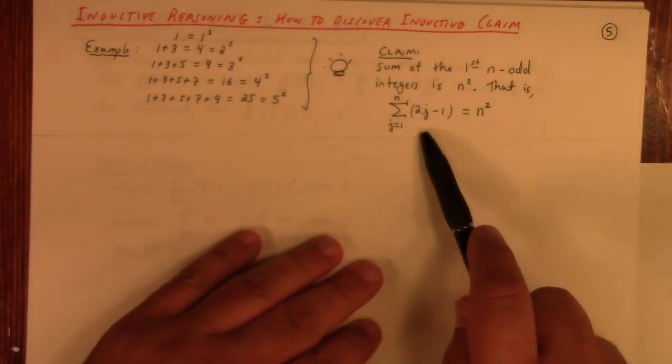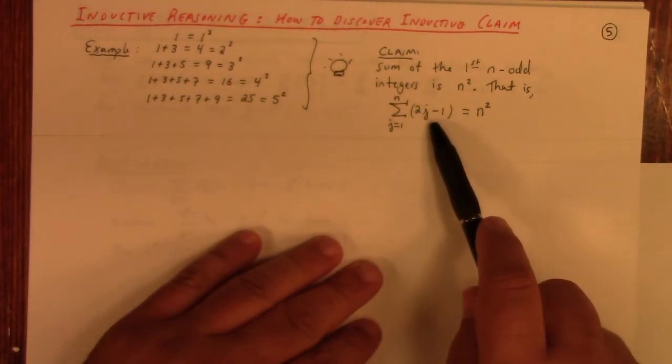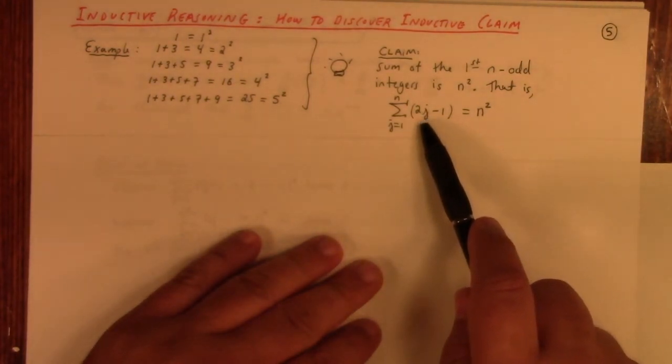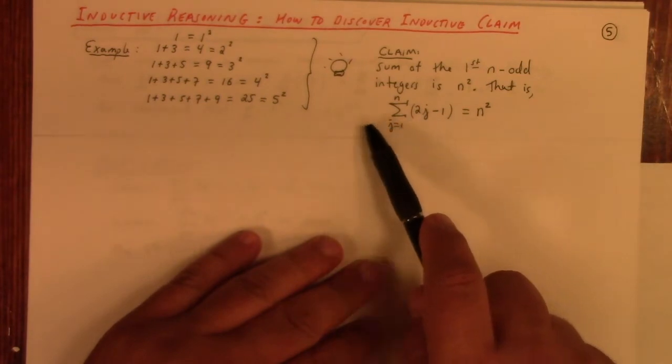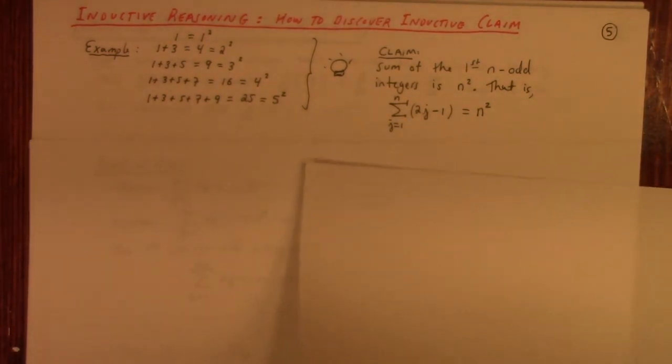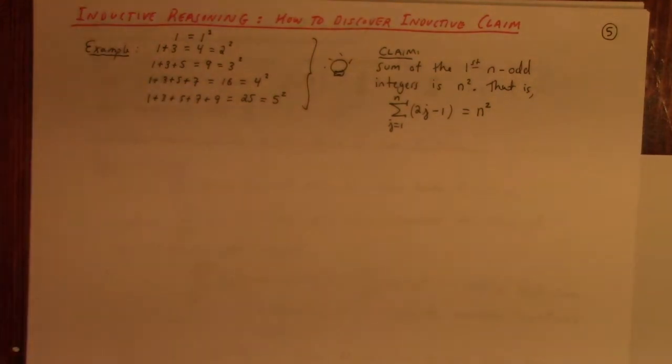So notice that this formula starts at j equals 1, which is 2 minus 1, which is 1, and then when we plug in j equals 2, we get 2 times 2, which is 4, 4 minus 1 is 3, so it works. All right, so that's the claim. Now let's see how to prove it.